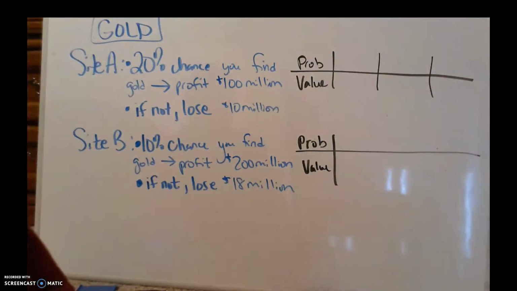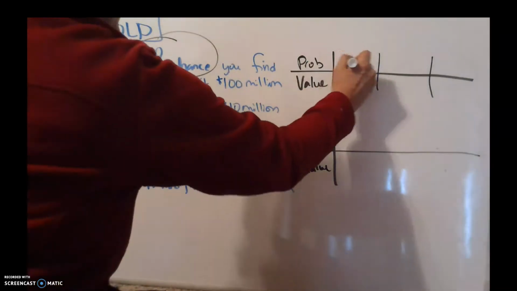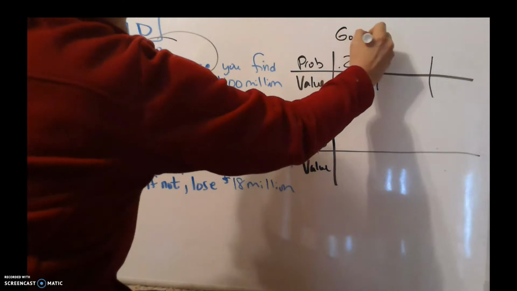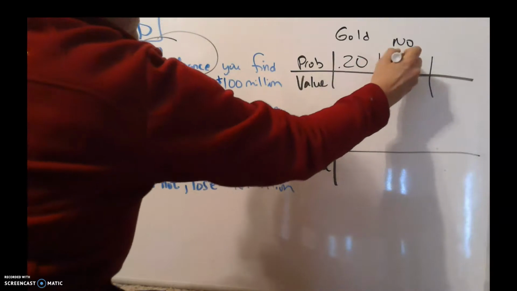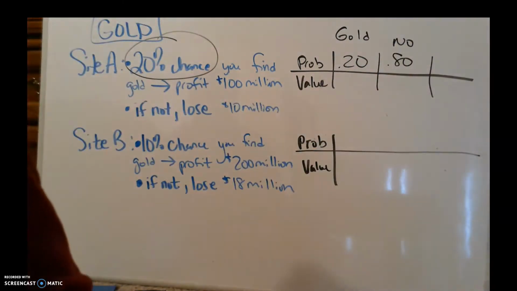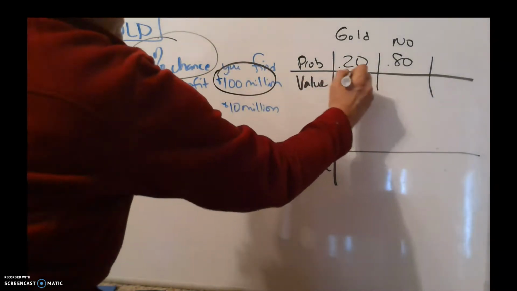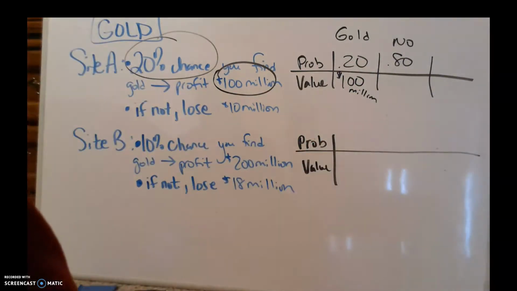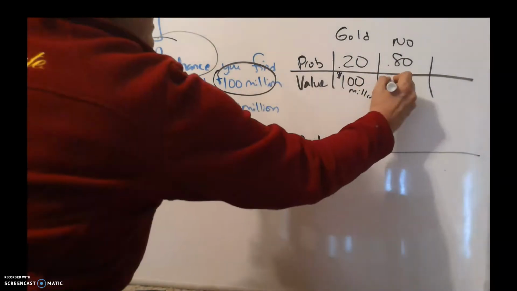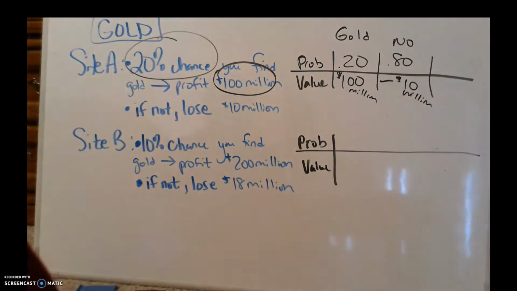All right, so we need two charts because we have two scenarios here. We have a 20% chance that we find it, so we get gold, and then this is no, we do not. If you have a 20% chance that you find it, there must be an 80% chance that you don't find it. So what happens if we find it? Well, we profit 100 million. I'm just going to use 100, so I have to remember my units are in millions. And then if not, I lose. You see there's a negative value in there, because it's not all a win-win situation. There's a negative value that could happen.